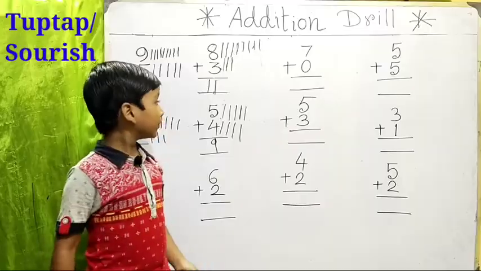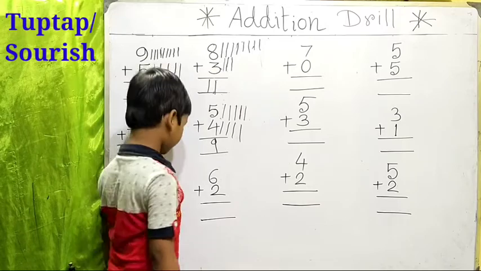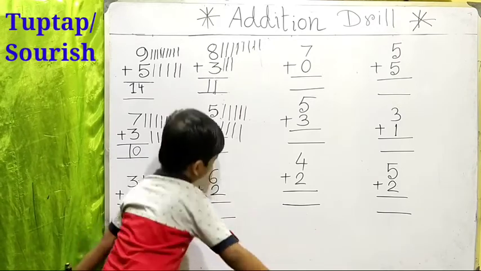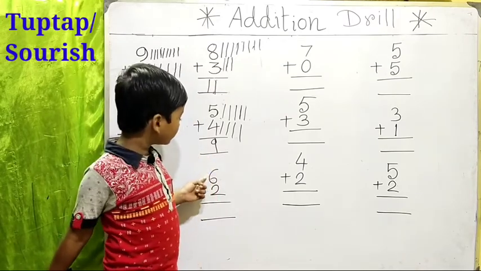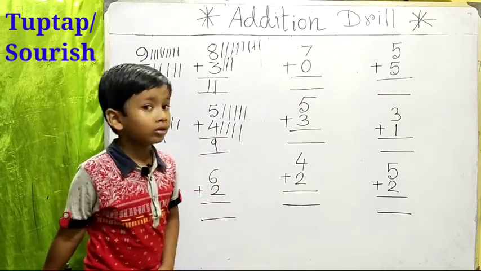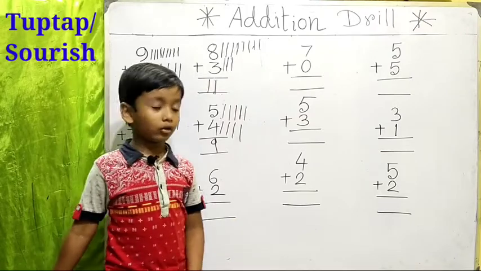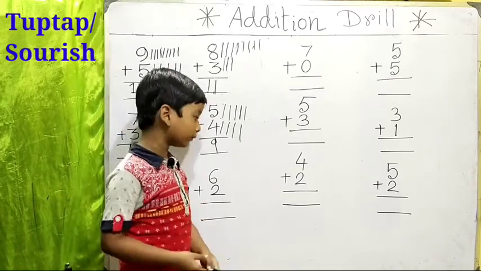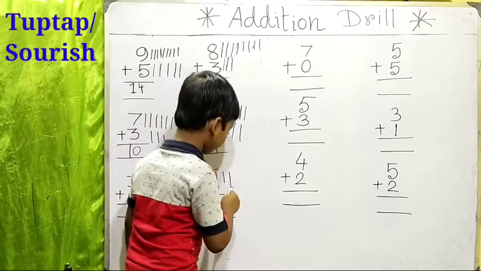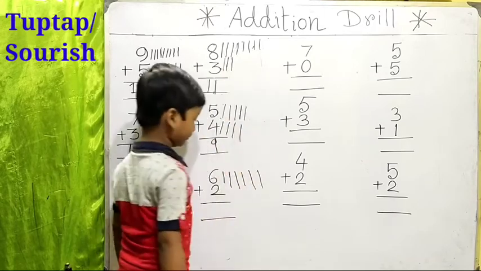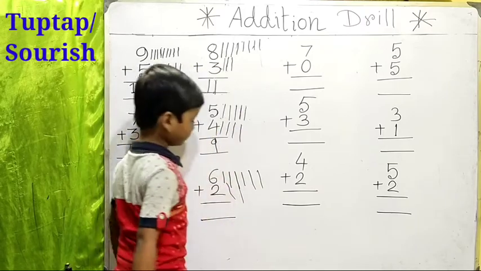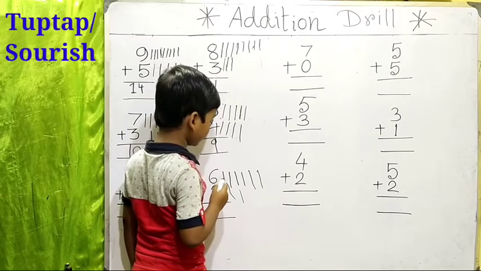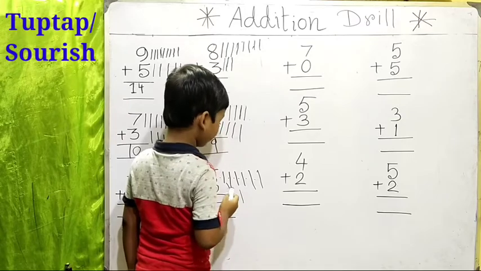So next example. Friends, you think your father bought 6 cream biscuits and your mom gave you 2 cream biscuits again. So how many cream biscuits in total? Let's see. Draw your 6 lines. 1, 2, 3, 4, 5, 6. So draw here 2. 1, 2. So what is the answer? 1, 2, 3, 4, 5, 6, 7, 8.